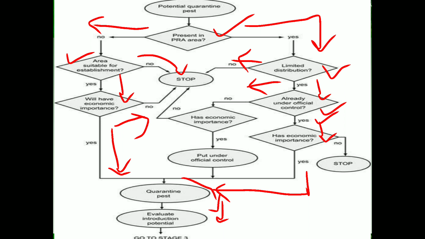Then if that pest is not under control previously, we check whether there is any economic importance or whether it causes economic loss. If we find that it has economic importance, we put it under the official control of planned quarantine. So this is a brief about the flow chart, showing what happens if the pest is present or absent in the PRA area.